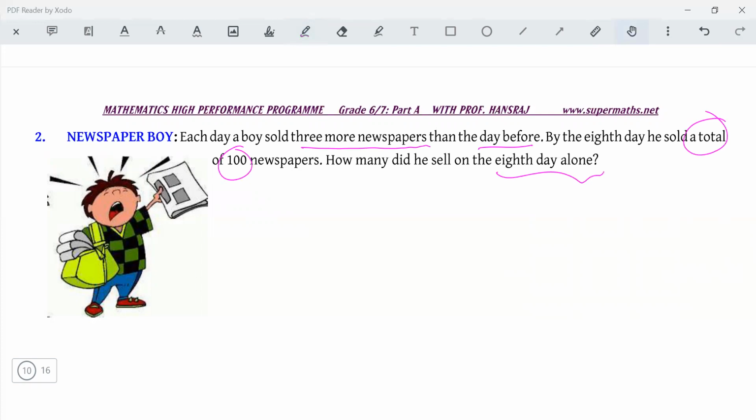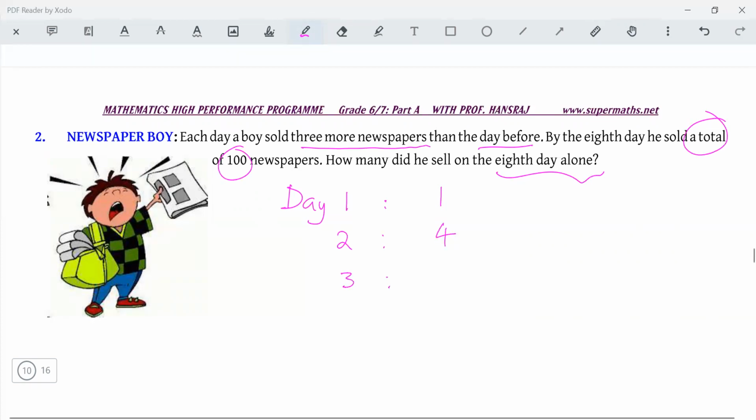Well, there are many ways of thinking through this, but you can try to understand this first by guessing. Let's take a wild guess. Let's suppose he sold 1 on the first day. Okay, let's call this day 1. He sold 1. Day 2, he sells 3 more. That's 4. Day 3, he sells 7. And so on and so on and so on.